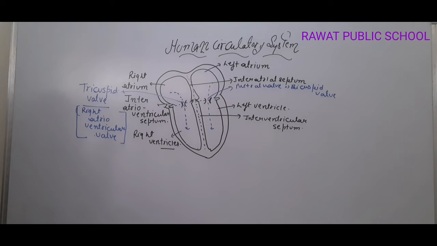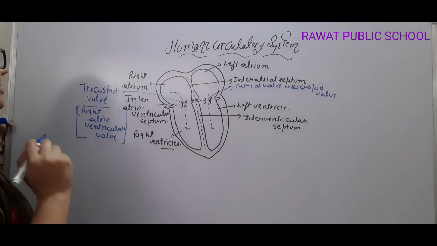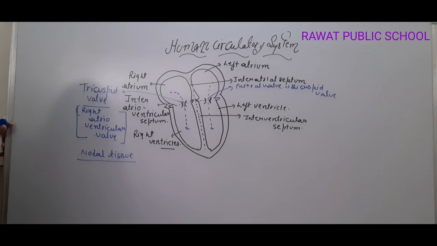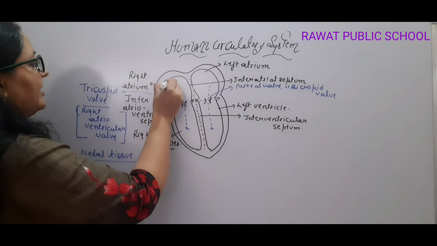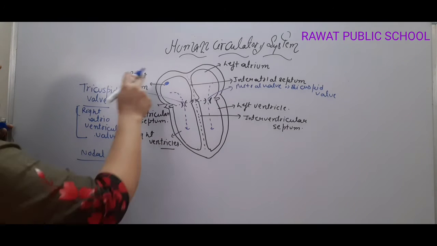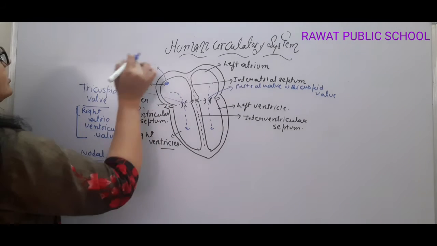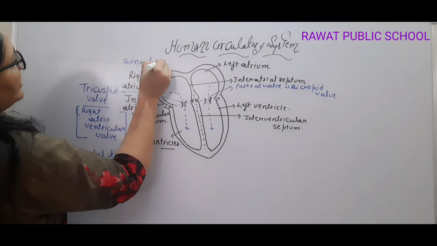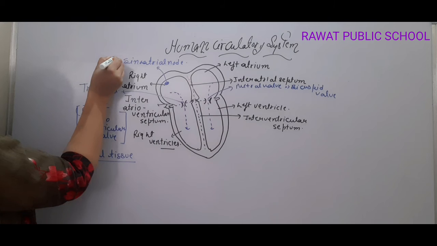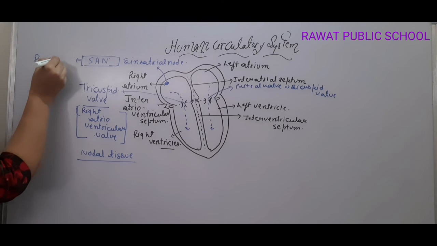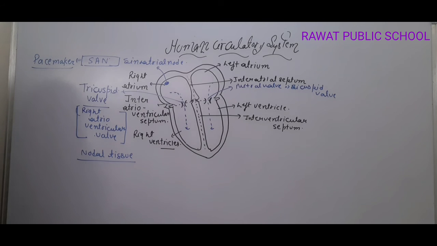The specialized cardiac musculature is called nodal tissue. This nodal tissue is present in the heart. Some part of this is present here, at the upper right corner of the right atrium, where the superior vena cava opens, and it is known as sinoatrial node, basically SAN. This is very important. It is auto-excitable and it is also known as the pacemaker of the heart. Why? Because we will study later on.